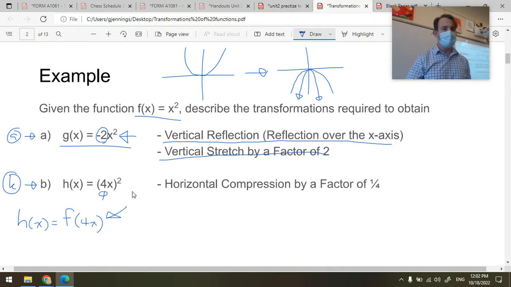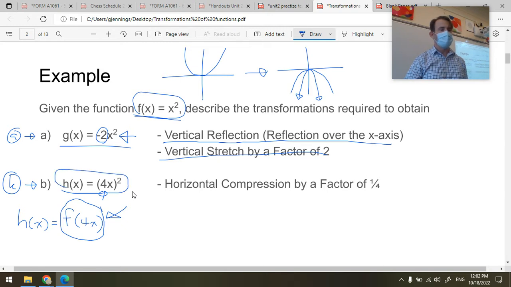This is a statement saying I want to take this function f of x, and instead of substituting x for x, I'm going to substitute in 4x for x. It would create this expression. So you substitute in what you see in those little brackets. That's always true. Okay, so let's explore what happens when we do h of x is equal to 4x squared.